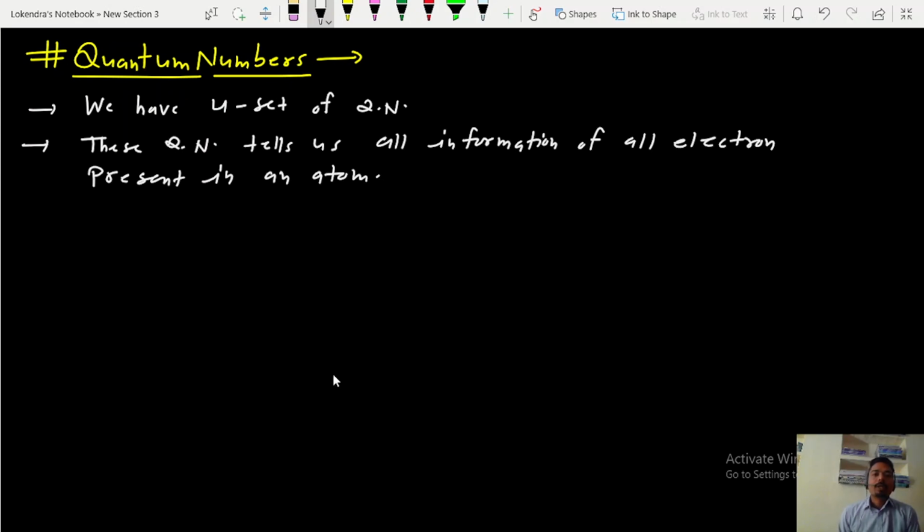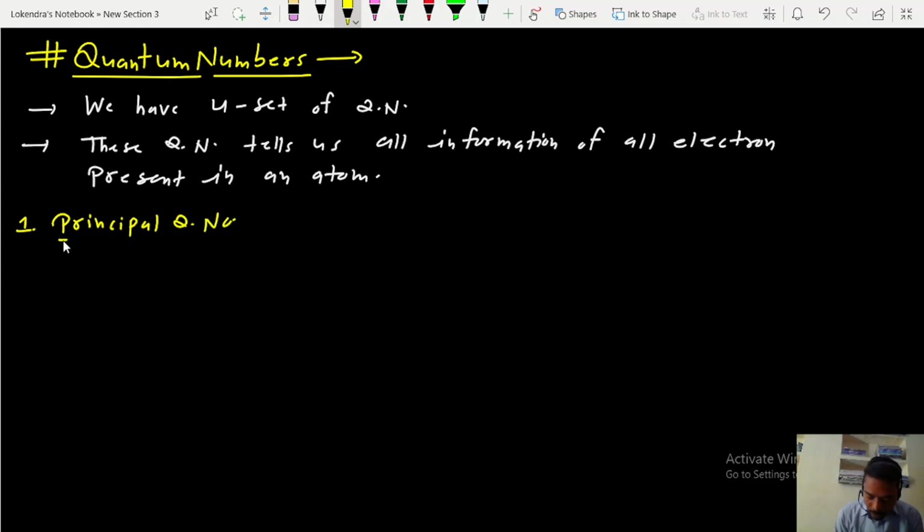Okay, and out of these four sets of quantum numbers we are studying three quantum numbers first. Why? Because these three quantum numbers are dependent on each other. Okay, so the first quantum number we have is the principal quantum number.